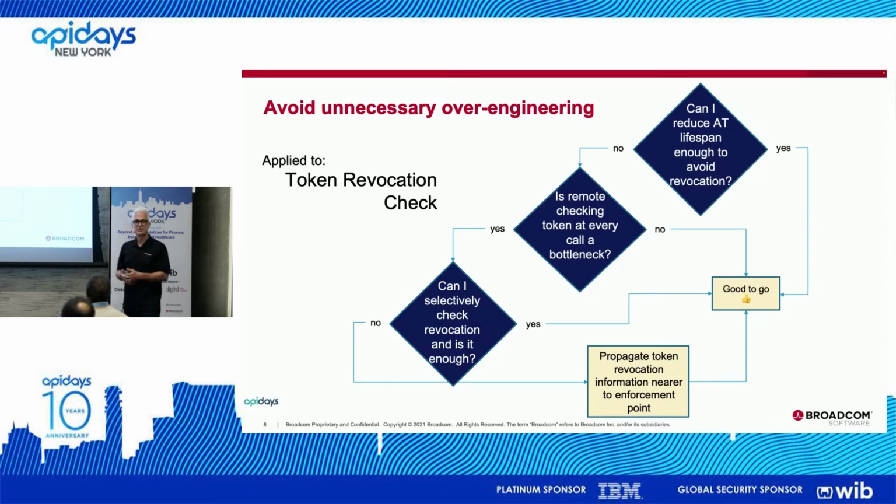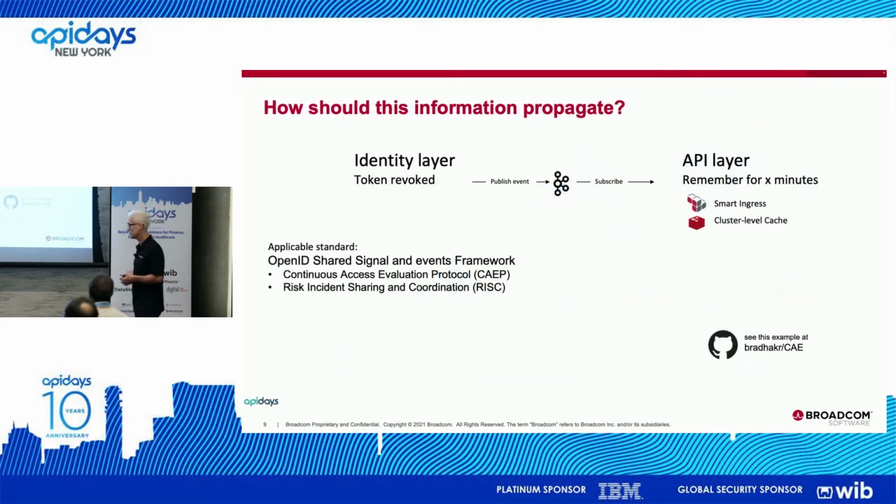But sometimes none of these things work. And then you have a situation where you need to propagate token revocation information nearer to the token enforcement, nearer to the API enforcement point. So in this case, we're assuming that these are JWT tokens. You don't need to talk to the issuer in the first place. You can, by yourself, validate that the token is valid and that you have enough information about it.